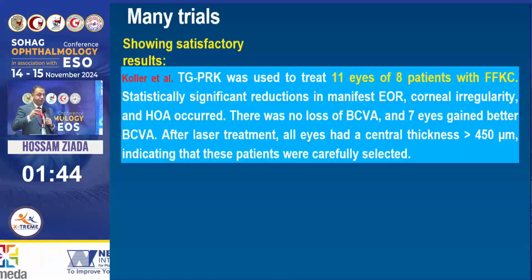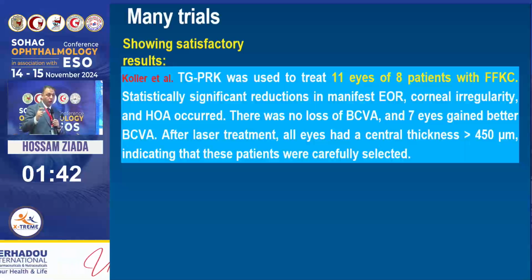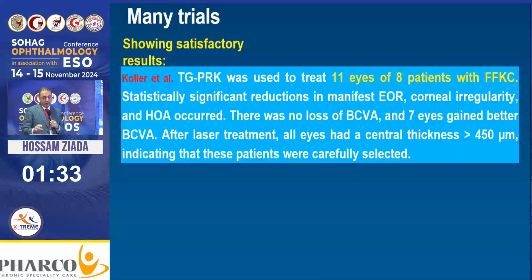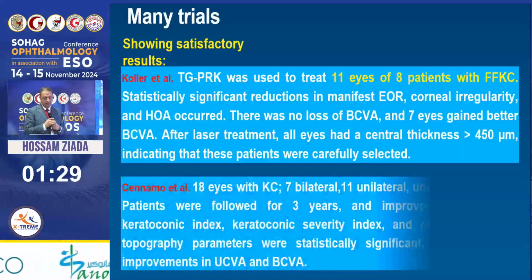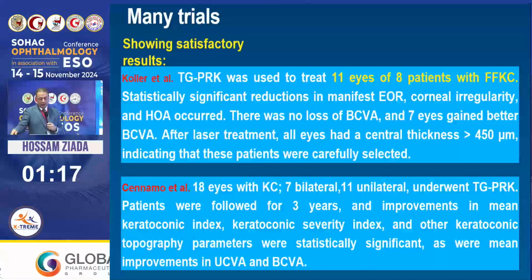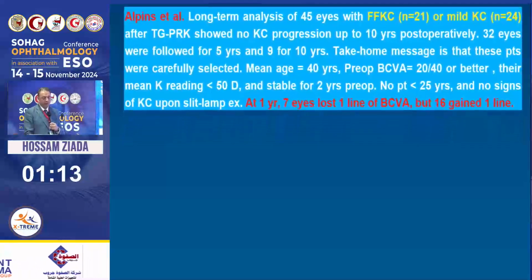This is the issue. You have to choose a thick cornea to do that, not a thin one, to leave behind 450 micrometers or more after ablation, indicating that these patients were carefully selected. This is the issue. Also, Basinamo, 18 eyes with keratoconus, 7 bilateral and 11 unilateral cases, underwent the same technique, and finally, the same satisfactory results have been shown by this.